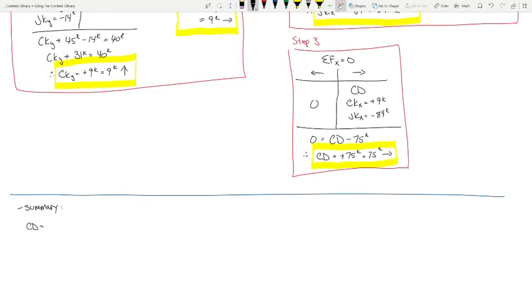So CD is 75 kips in tension. So that member's being yanked on. CK is being yanked on, but that's the square root of 9 kips squared plus 9 kips squared. Break out the old Pythagorean theorem. What do we get for that? 12.73. 12.73 kips in tension. And for JK, what are we getting for that?